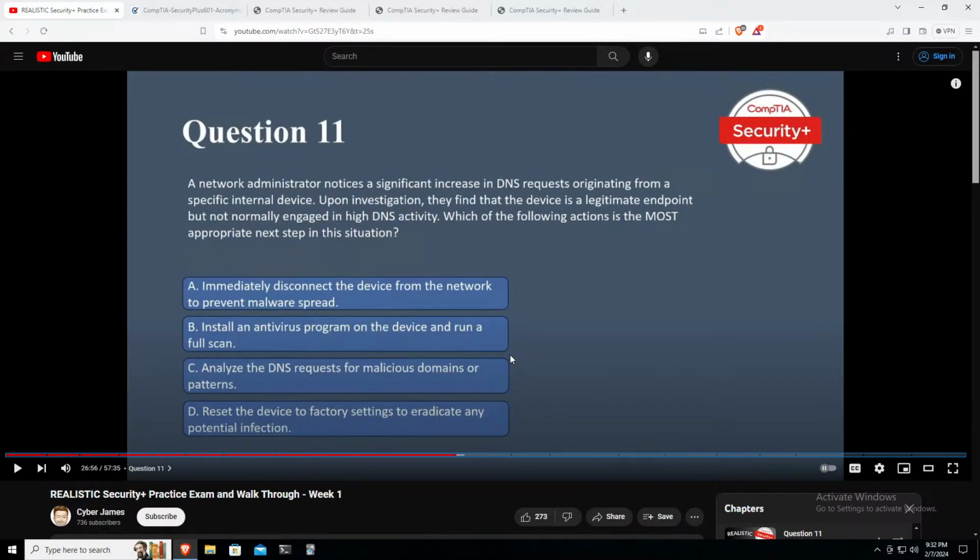A network administrator notices a significant increase in DNS requests originating from a specific internal device. Upon investigation, they find that the device is a legitimate endpoint, but not normally engaged in high DNS activity. Which of the following actions is the most appropriate next step in the solution?